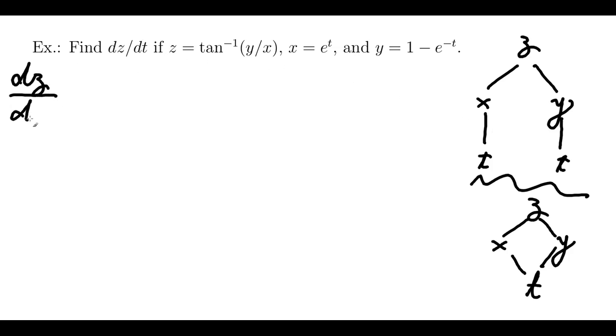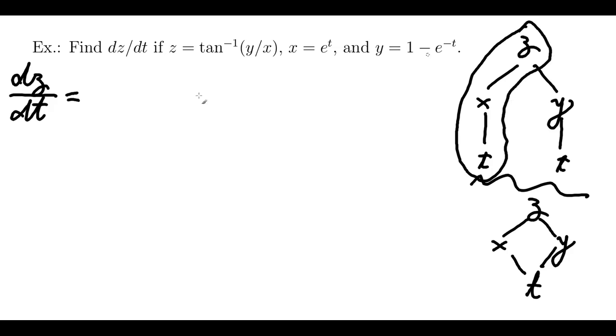dz by dt, we can take a look at this diagram to see, well, if we change t a little bit, what's going to happen? Well, one thing that's going to happen is that change in t is going to cause a change in x, and that change in x is going to cause a change in z. So there's this particular path right through here, where if we have this first link here, z depends on x, but only in part.